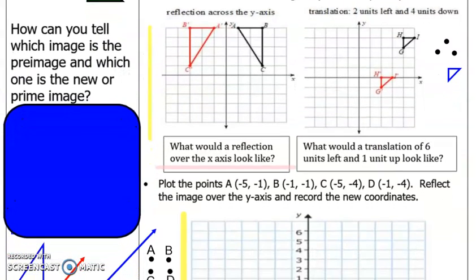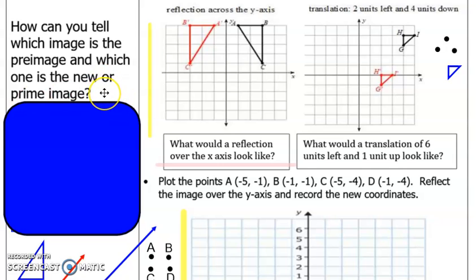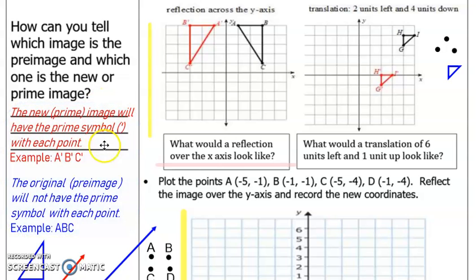So when you're looking at two shapes in the coordinate plane, how can you tell which image is the pre-image and which one is the new or prime image? One thing that will help you distinguish the difference is that the new or prime image will have the prime symbol, which looks like a little dash mark after each point or letter. So in this example above, triangle A prime, B prime, C prime is your new or prime image. The original or pre-image will not have the prime symbol with each point. So in the example above, triangle ABC is our original or pre-image.